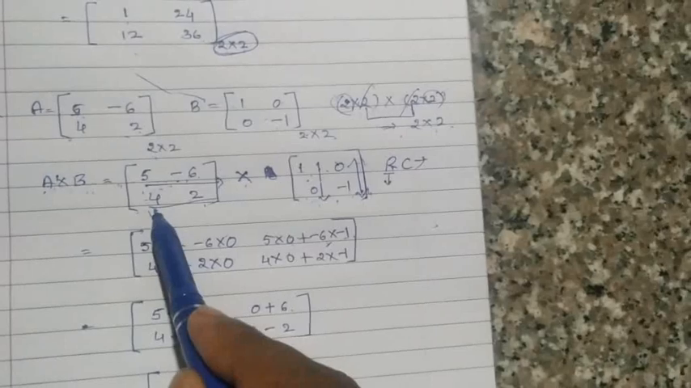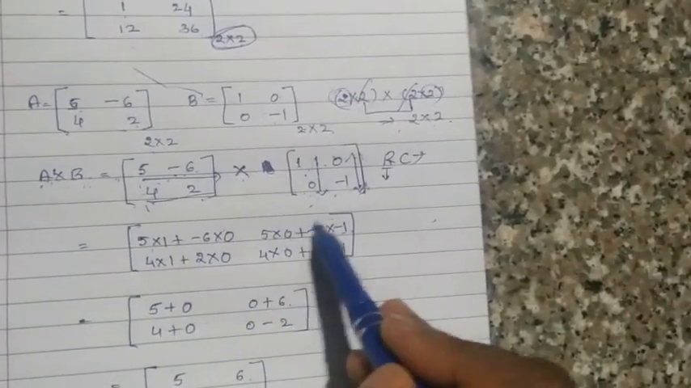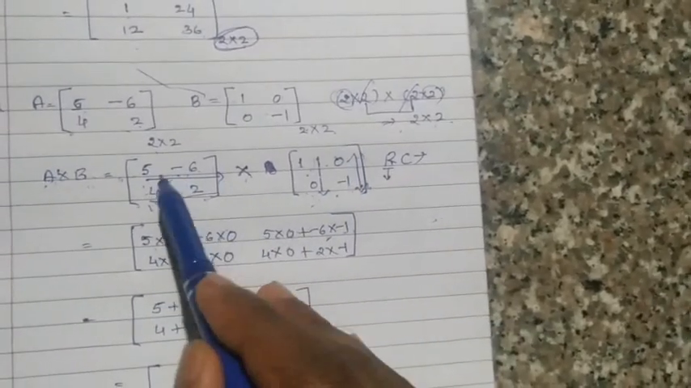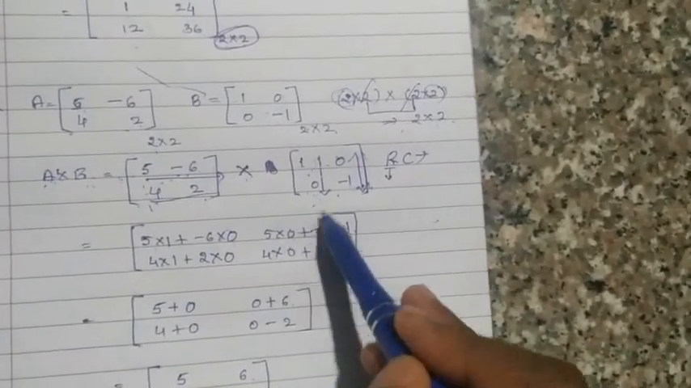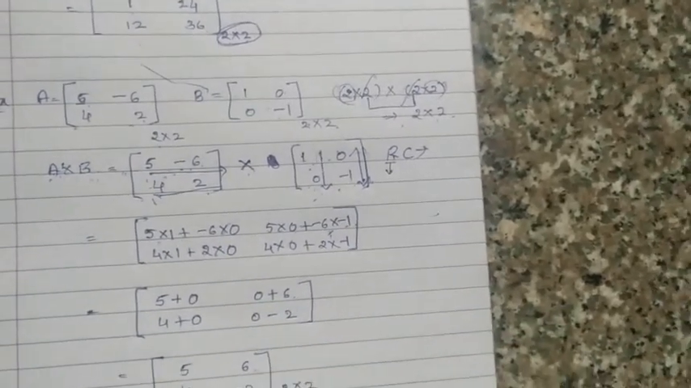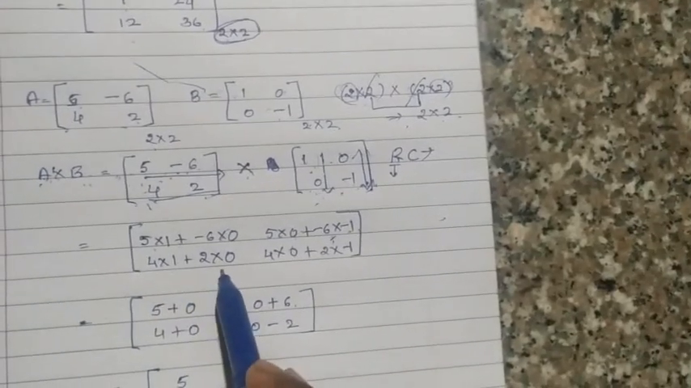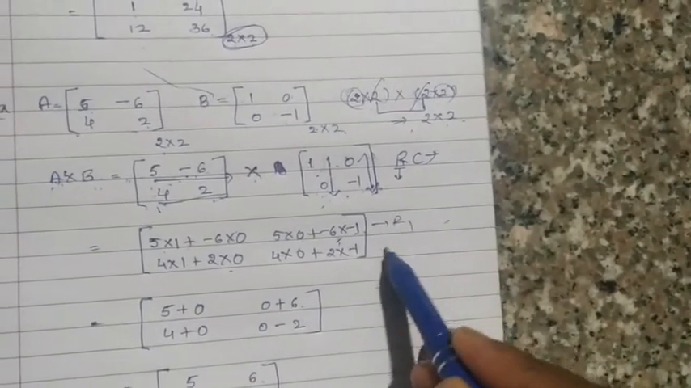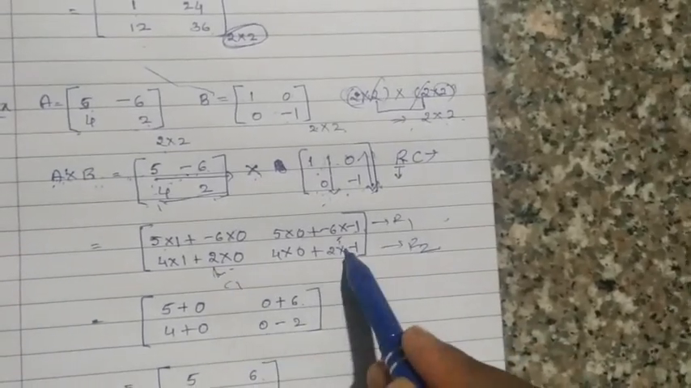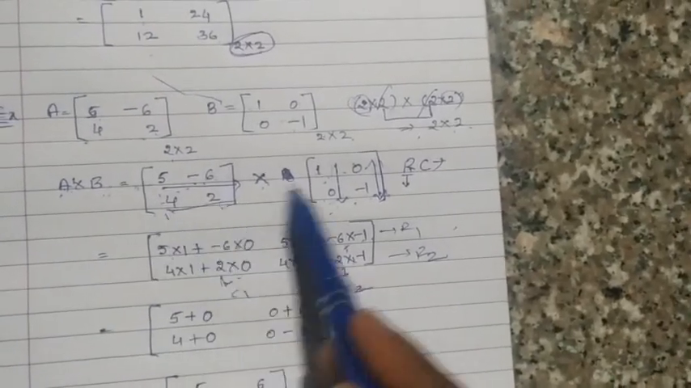Next, second row, first column. The next one is about the second row. Second row means we come to the second row. This is the first row, this is the second row. This is the first column, this is the second column. Got it? Okay. Second row, first column.